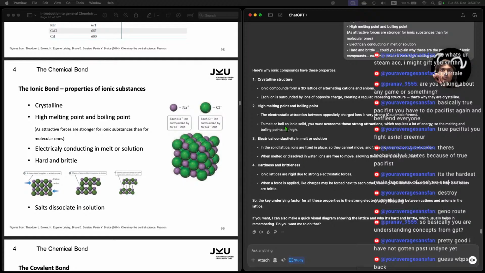To melt or boil an ionic solid, you must overcome these strong attractions, which requires a lot of energy.